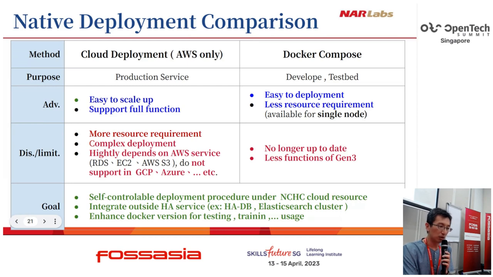Docker Compose is easy to deploy, so it needs fewer resources. It is also available for a single node, but it is no longer up to date, and it has limited Gen3 functions. So our goal is to provide a self-controllable deployment procedure on the NCHC cloud resource. The second is to integrate outside HA, high availability services, for example, HA DB or an Elasticsearch cluster. The third is to enhance the Docker Compose version for testing and training usage.